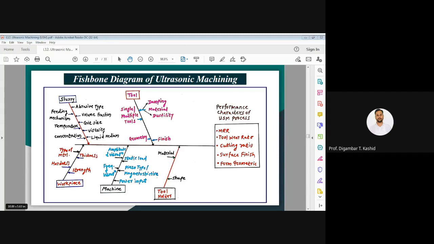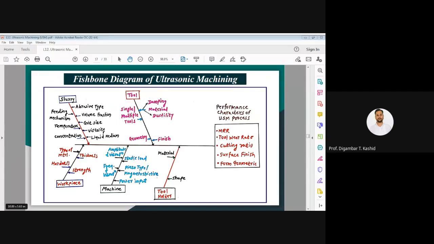It includes the slurry feeding mechanism, then the temperature of the slurry. Again we have the concentration of the slurry, or we can call it the concentration of abrasive particles in that slurry. Under slurry we have other parameters also. What is the abrasive type that you are using? So the type of abrasive also needs to be considered.